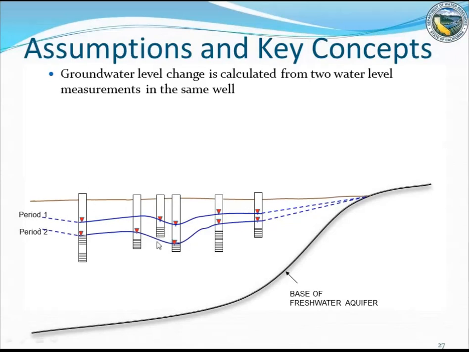This time we can see that the groundwater levels have dropped below this well, so we were not able to get a measurement during period 2 at this well.